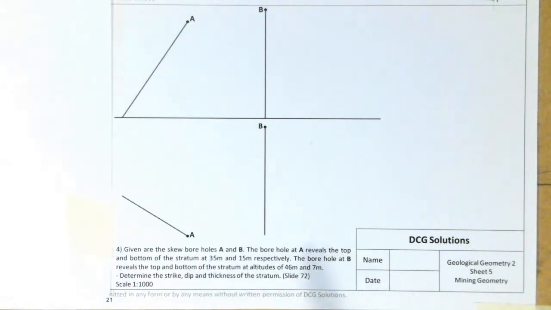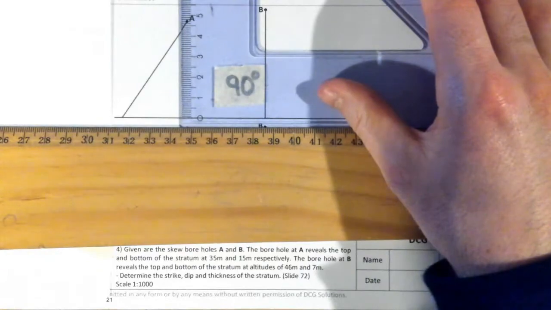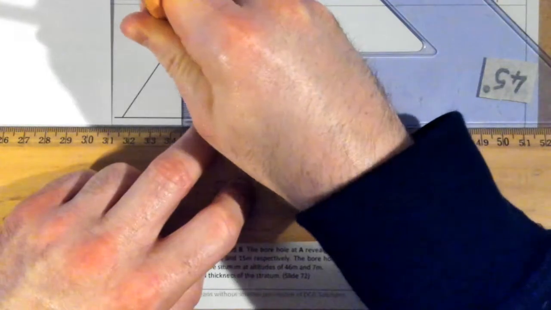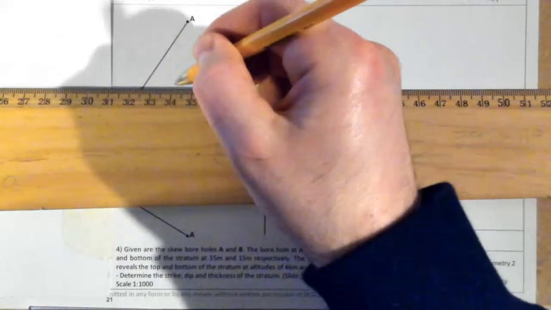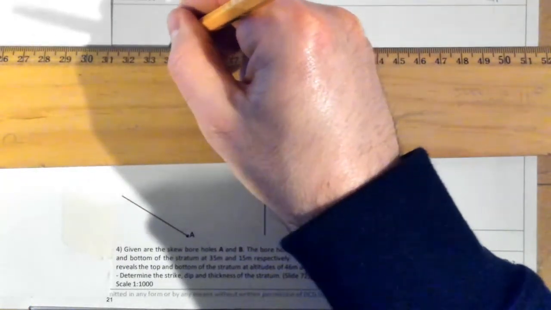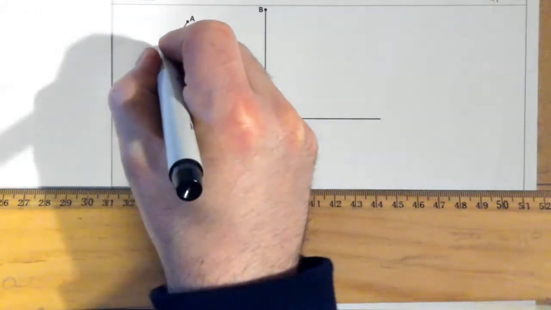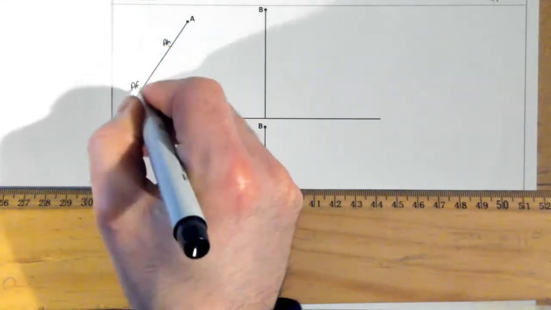So first thing there, what I'm actually going to do is measure up 35 and 15, and that will reveal the top and bottom surfaces of my stratum. So on A, measure up 15 and 35. So there's 15 and 35. Little marks. So where my 15 one was, little mark there. 35 there. And what that reveals to us then is my AH and my AF. 2 points on A, that's my headwall, that's my footwall.